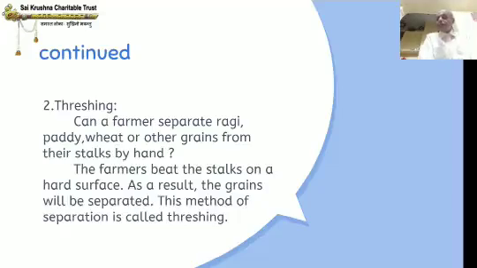I'll again tell the same thing for you so that there should not be any confusion. The second method of separating mixtures is threshing. A farmer separates the grains, so to say wheat, paddy or ragi, from the stalks by beating the stalks on a hard surface, and as a result the grains get separated. This method of separation is called threshing.